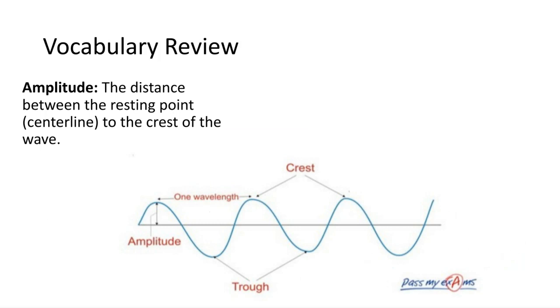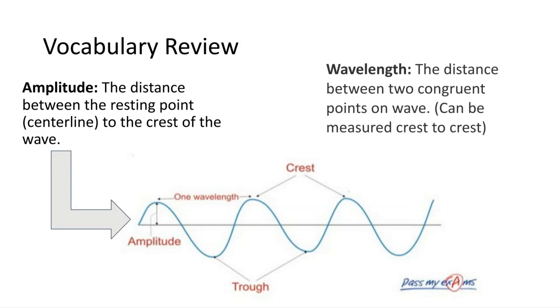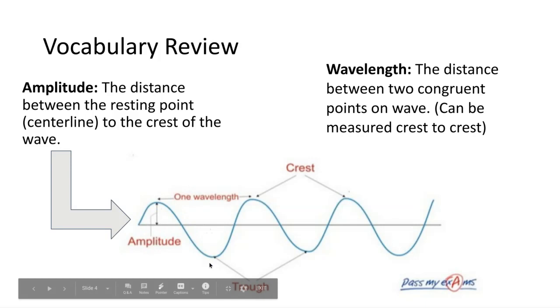Amplitude is the distance between the resting point, the center line, to the crest of the wave or to the trough of a wave. So this arrow is pointing to the center line, which is also known as the rest position. And you can measure amplitude right here from the center line to the crest. You can also measure it from the center line to the trough.